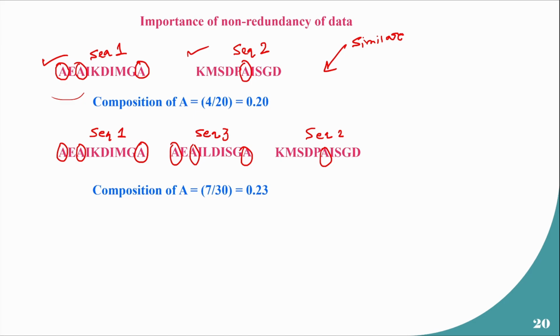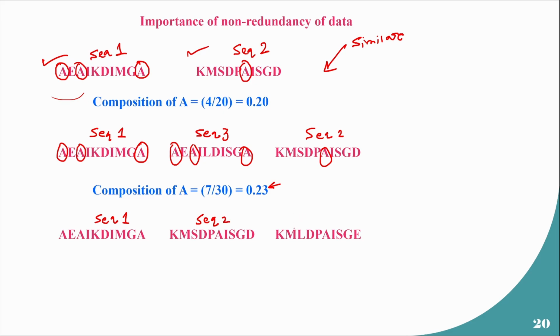The total length of the sequence is combined, right? And then you get a value of 0.23, right? Fine. Now let's say, instead of introducing sequence 3, which is very similar to sequence 1 here, as you can see, let's say we are introducing something that is not similar to sequence 1, but instead similar to sequence 2, right?